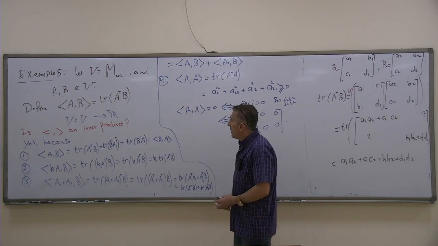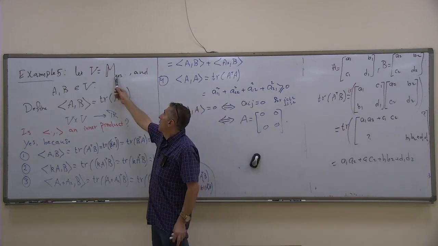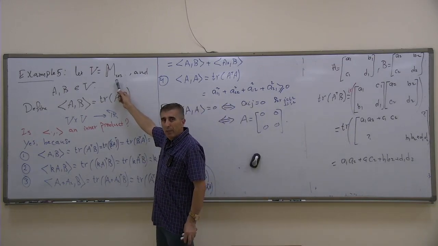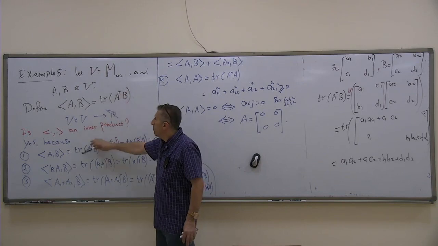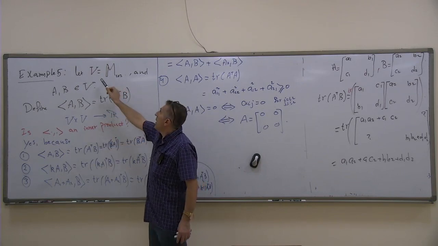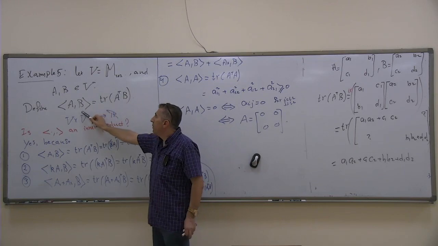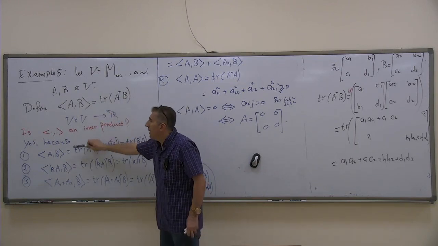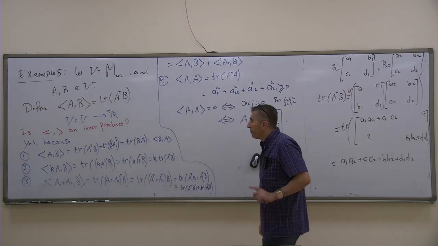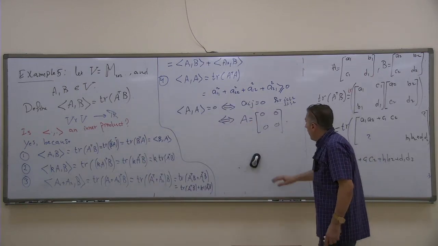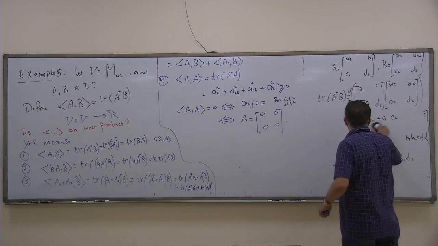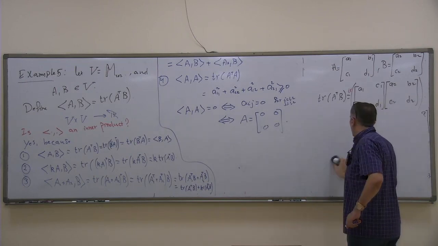Now ask yourself the same question. What if you take this 3 by 3? Do it as an exercise, please. Take your V to be 3 by 3, define your inner product in this way, and check the 4 conditions.